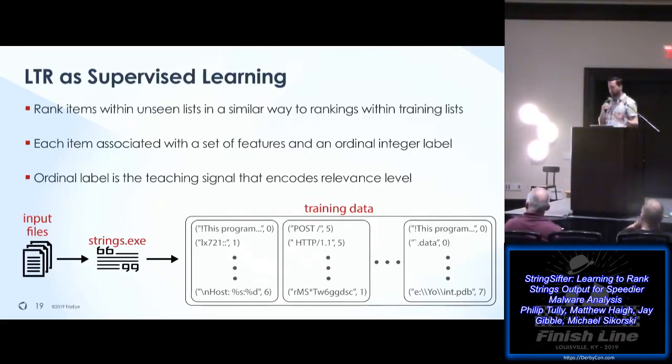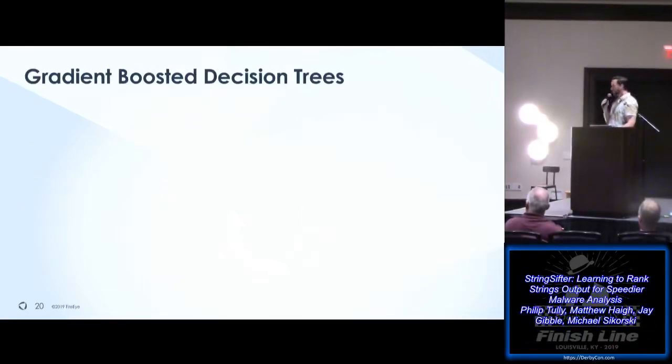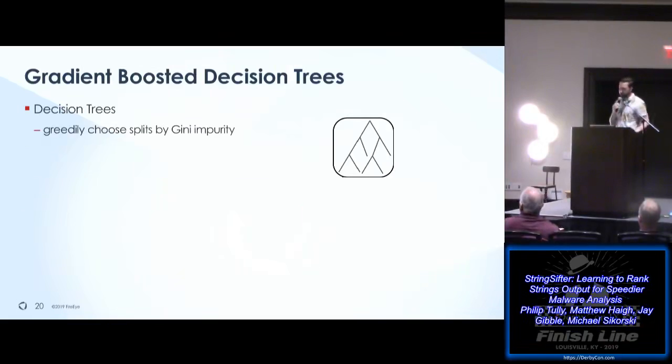And so again, this is kind of our objective now. We want to rank and create a permutation of these items within each individual strings output in order to push up the most relevant ones to the top and therefore make our analyst's life just a lot easier. How do we do this? The underlying algorithm that we're going to use is called gradient boosted decision trees.